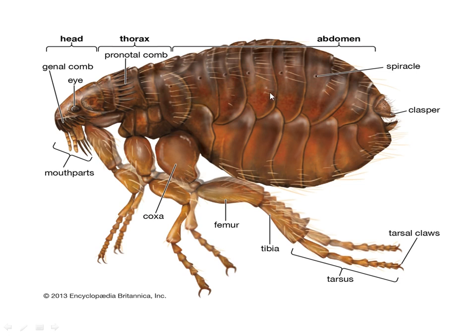In each and every segment you can see a small opening called a spiracle, and at the last segments you can see the clasper organ, called the clasper. It is a reproductive organ used by the male to transfer the spermatozoa into the female genital tract. It is quite peculiar. So these are the fleas.